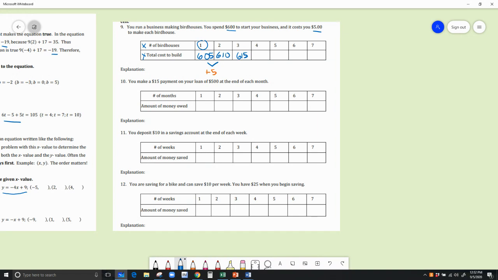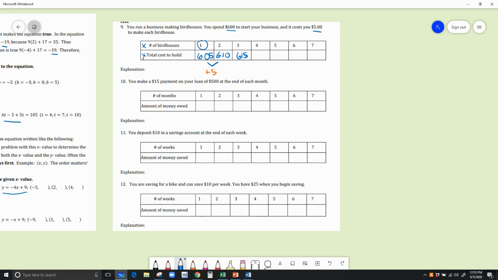Okay, it says write an explanation of how you figured out the values to put in each cell. Well, I started off with 605 because that was the cost of one birdhouse plus the business starting fee. And then I just added $5 every time. That's what your explanation should basically say. So it's like I had to do this because of this kind of thing. Okay, so there's the first one done for you. I think you guys can figure out how to do the rest.